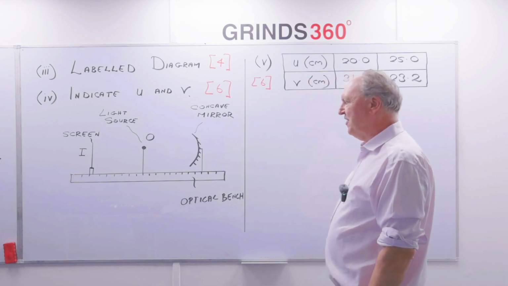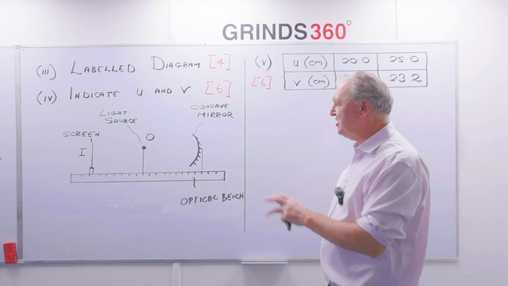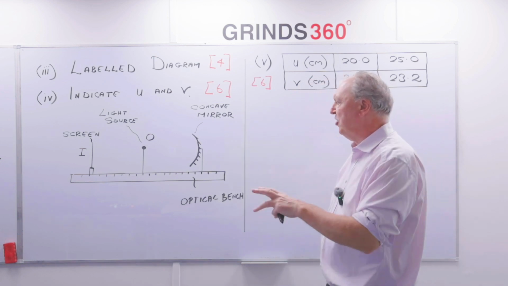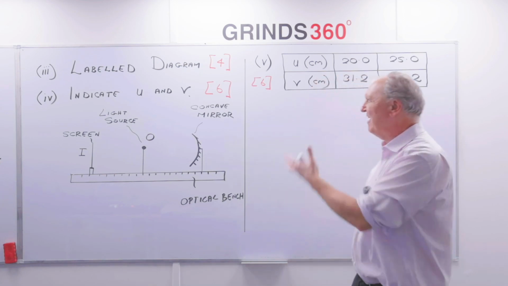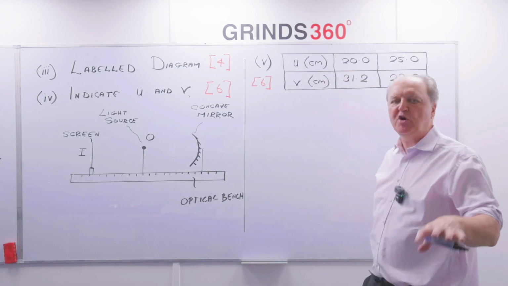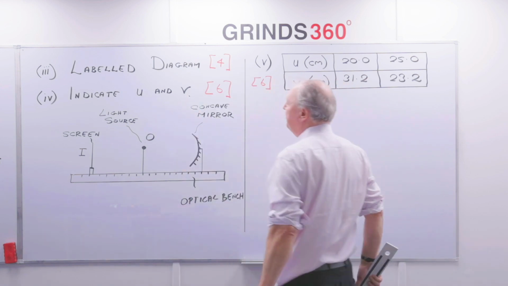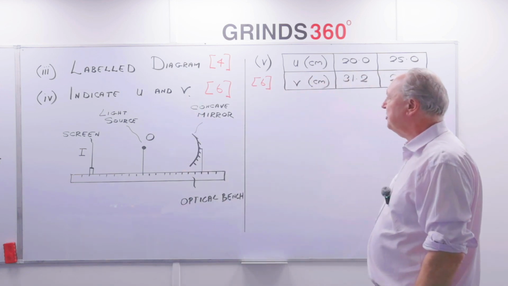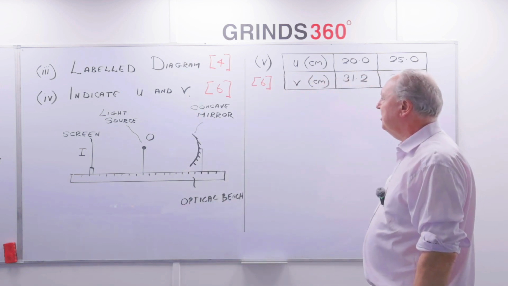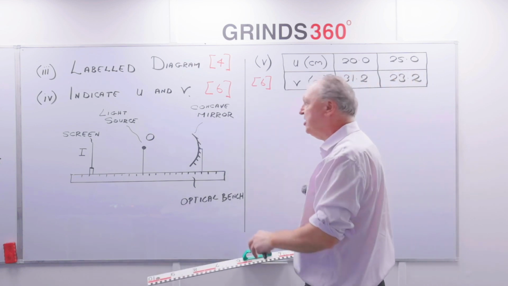So look, very, very simple. Every diagram should be like that. Flat. Don't be drawing some wonderful art, because you're only getting 4 marks for this anyway. You should have all this done in about 30 seconds. Indicate U and V, the object distance and the image distance, on that diagram. This is for 6 marks.